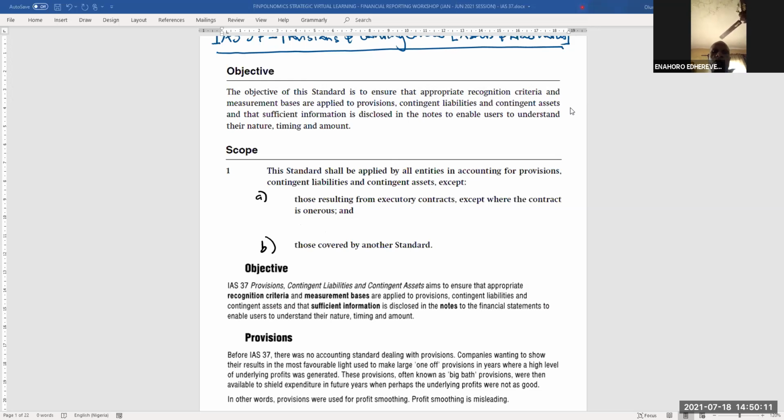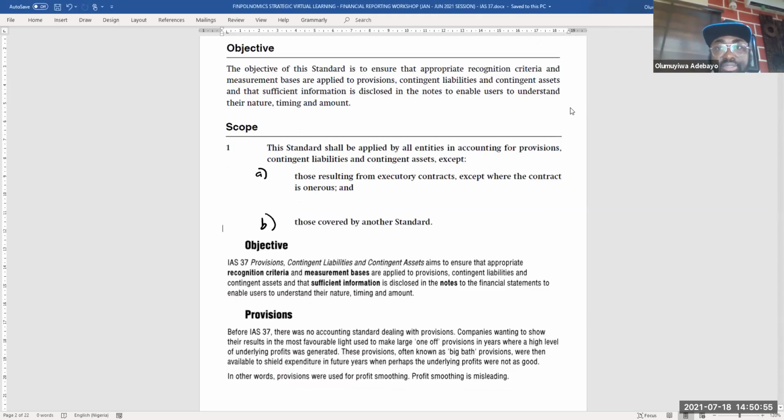In other words, provisions were used for profit smoothing. I think profit smoothing is misleading. What is being said is that over time, people have used provisions as a way of earnings management, manipulating their books to show better or desired performance. And we are saying that no, provisions should never be used as a way of smoothing profit because it will be grossly misleading for the users of financial reports. That is what we are saying in that regard.